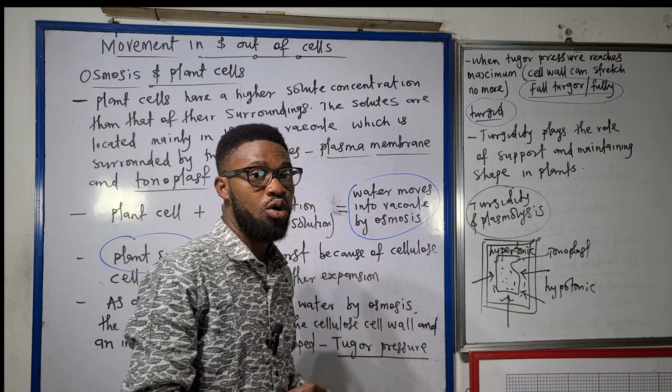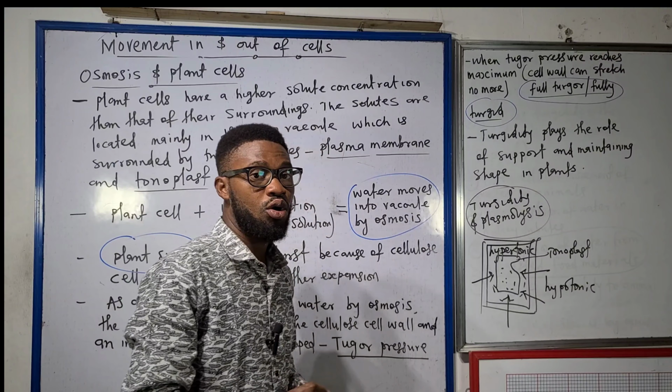Still on the subject matter of how substances move in and out of the cell, or what we call transport across the cell surface membrane, I haven't looked at osmosis. Let's quickly look at the differences between diffusion and osmosis. When you talk about diffusion, it involves movement of solid molecules, gaseous molecules, and liquid molecules. When you talk about osmosis, it involves only movement of water molecules, as you can see on your screen.